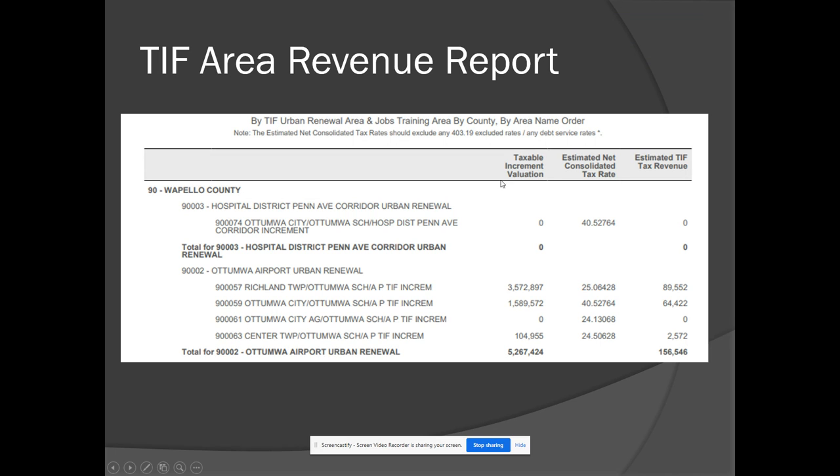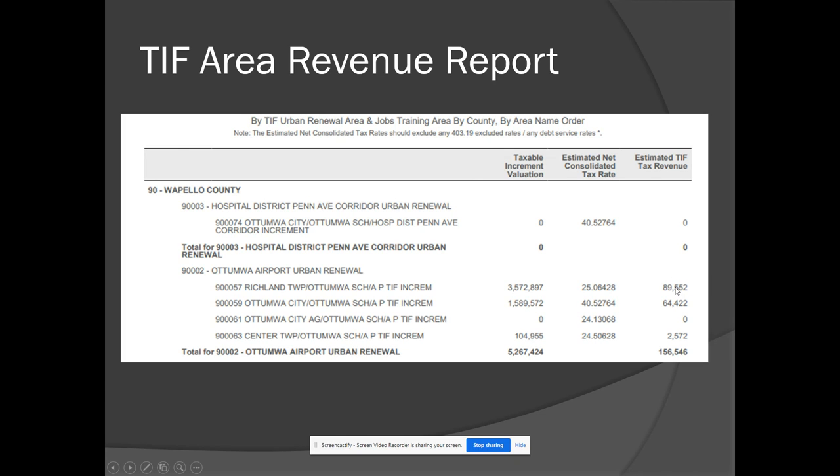And the TIF area revenue report looks like this. It's going to have, for each of your areas, the associated increment districts. It's going to list the taxable increment value, that estimated net consolidated rate, so that TIF rate we were talking about, which is the current year rate minus any debt service and PUPL and ISL. And then it's going to do the simple math and list for you the estimated TIF revenue.